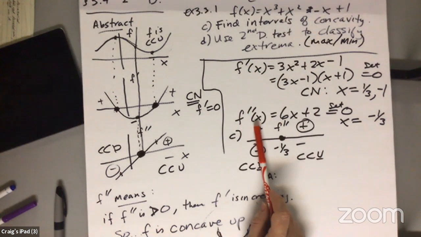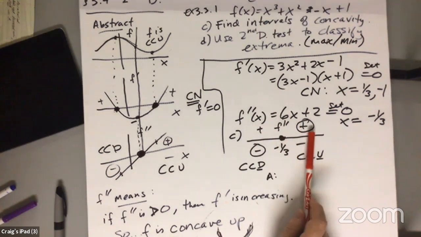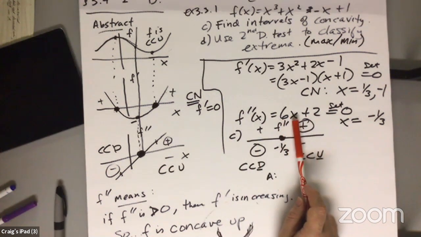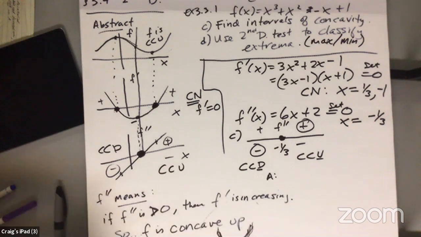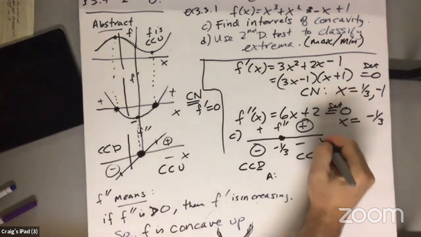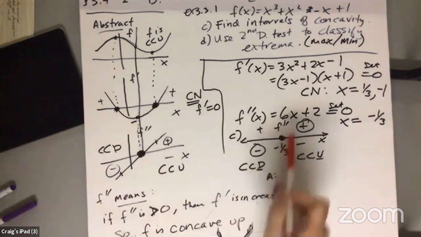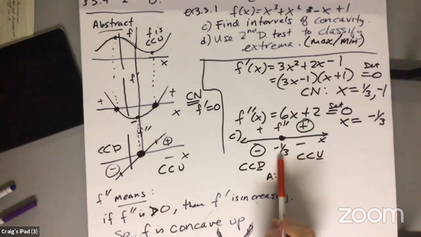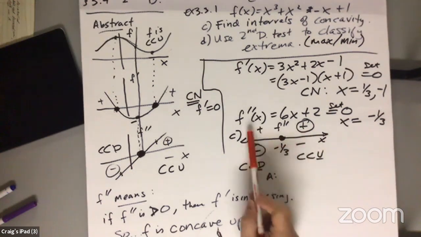When I find the second derivative, all the way down to 6x plus 2, that second derivative is going to be positive or negative at different spots. This one simplifies all the way down to just a linear function, so it only has one place where the second derivative is 0, and that's at x equals minus 1/3. On this x-axis, the second derivative is 0 at x equals minus 1/3, and it's the only place it's 0. So everywhere else, it's going to have one value, positive or negative, on either side.